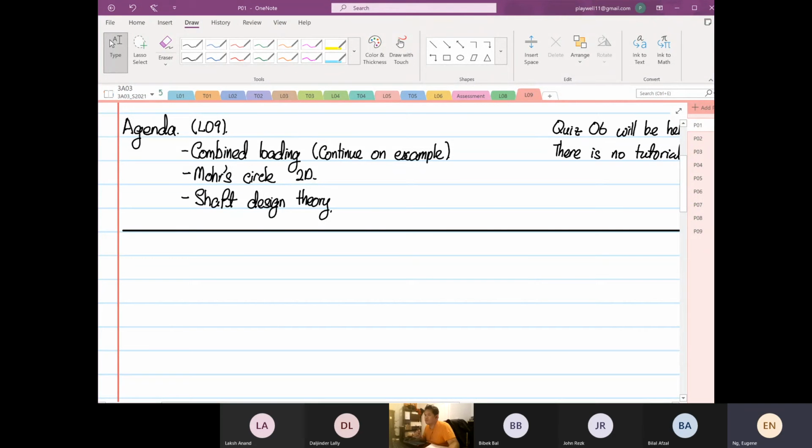Okay, so this is week 9. Today we're going to do combined loading. I'm going to continue on the example that we did last week. We're going to draw the Mohr circle already, and then we're going to talk about Mohr circle in 2D form. Then, if time permits, I'll go into shaft design theory.